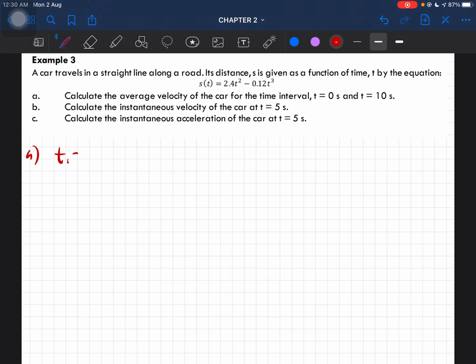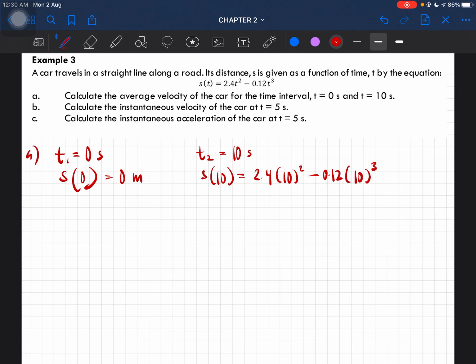So at t equal to 0 seconds, when you substitute the time equal to 0 into the displacement, we will get the displacement to be 0 meter. So let's do that for time equal to 10 seconds. Let's substitute time as 10. Wait, let me just write this down. Make sure you are writing the values down, okay? Show that you are substituting it into the equation. So then you'll get this one as 120 meter.